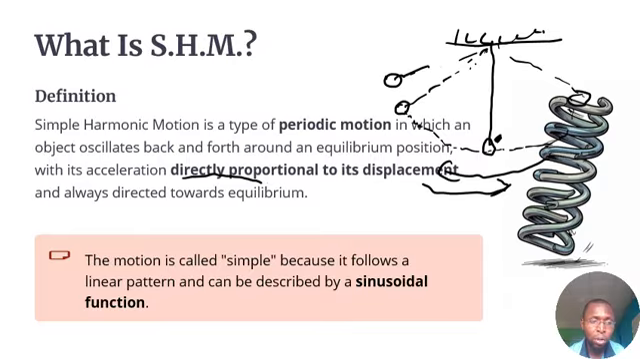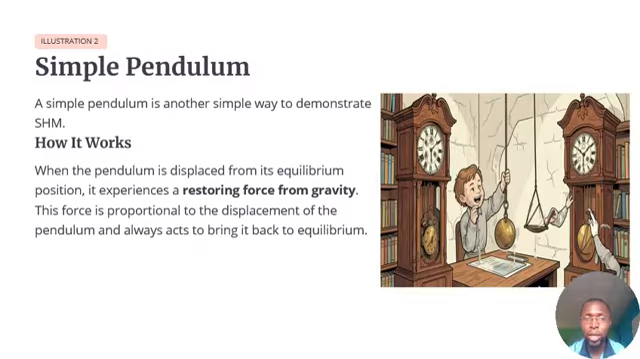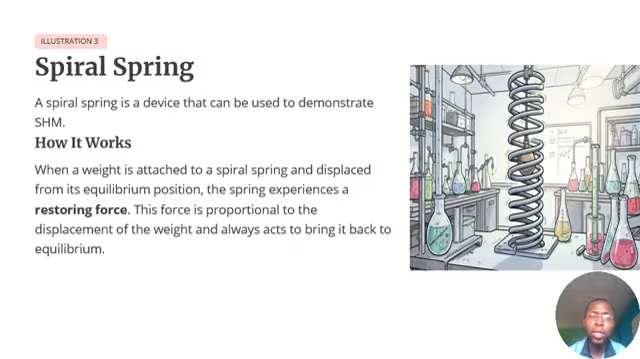So aside from the simple pendulum and loaded test tube, another one is the spiral spring. A spiral spring is another example of simple harmonic motion. It's not just a spiral spring, a loaded spiral spring. On my right hand side, you can see a spiral spring here. If you apply a load on it and you displace that load, the spiral spring will be vibrating up, down, up, down.